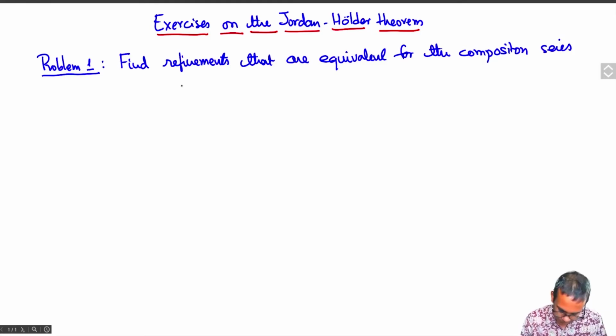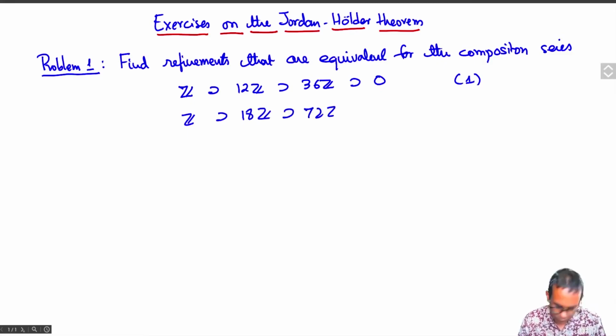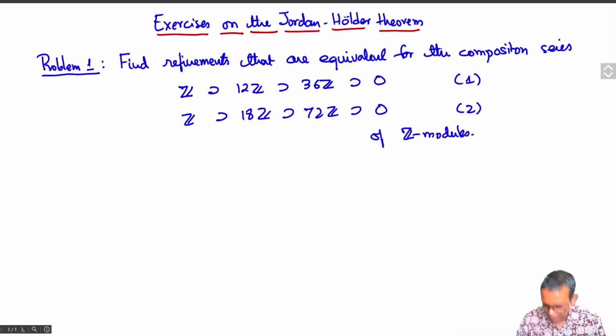The first one is Z contains 12Z, contains 36Z, contains 0, and we'll call this number 1. Number 2 is Z contains 18Z, which contains 72Z, which contains 0. These are composition series of Z modules. You should pause your video and try to solve this yourself. You'll be using the argument that we used in the proof of Schreier's theorem.